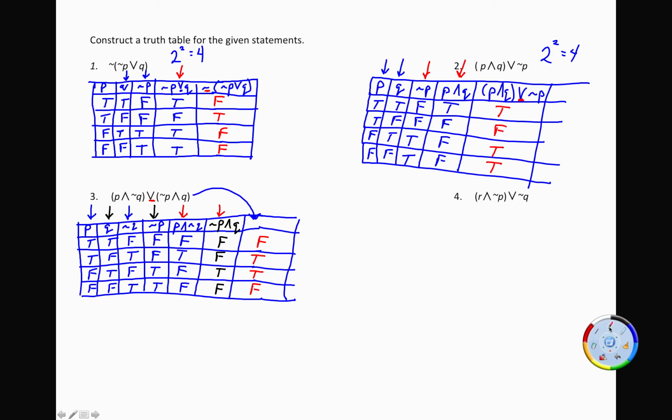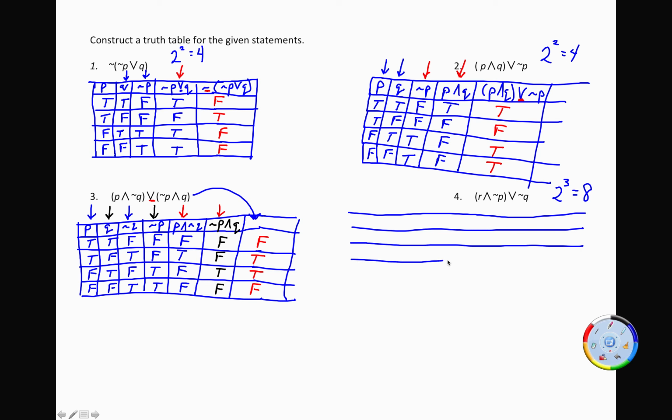So what about the next one? How many rows do you think I'm going to have for it, not counting the header column? This time I have an R, a P, and a Q, so I have three simple statements. So my table is going to need eight rows plus a header column. So let's do a header.